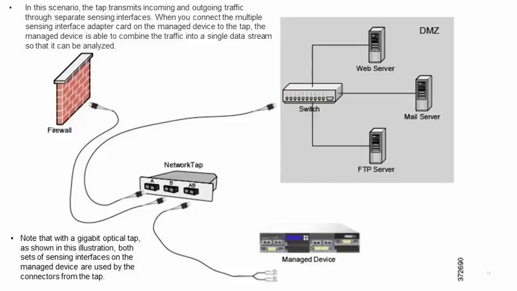So when you do this, you can connect the multiple sensing interface adapter card on the managed device or the sensor to the tap, and the managed device is going to be able to combine both directions of traffic into a single data stream so that it can be analyzed. Also note at the bottom that with a single optical tap, a gigabit optical tap as shown here, both sets of sensing interfaces on the managed device or the sensor are going to be used by the connectors from the tap.